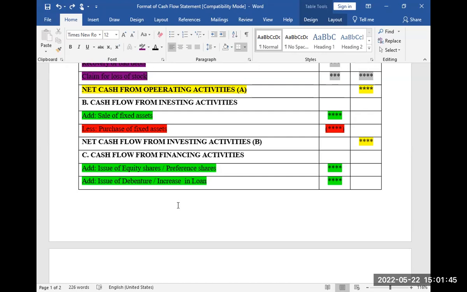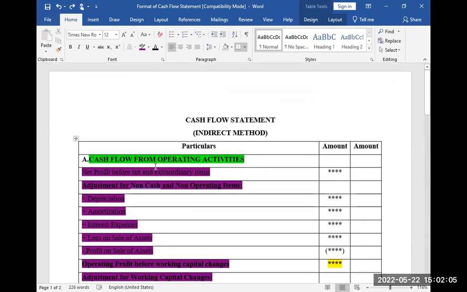Okay. For which two things? Financing and investing. The third one is operating. For operating, you have to refer to the P&L account as well as the balance sheet. How do I find out the cash flow from operating activity? Look at this, which I had hidden. I'll just open it.